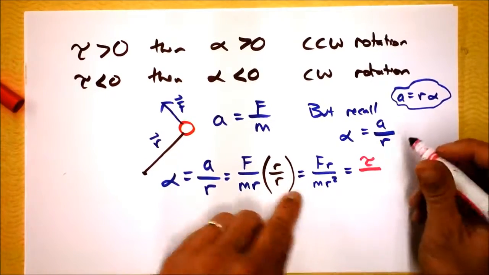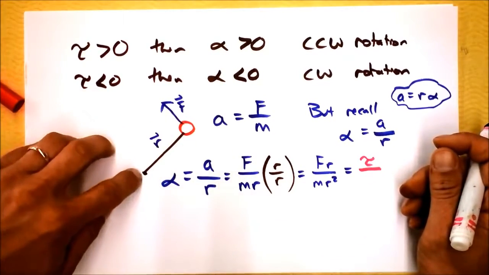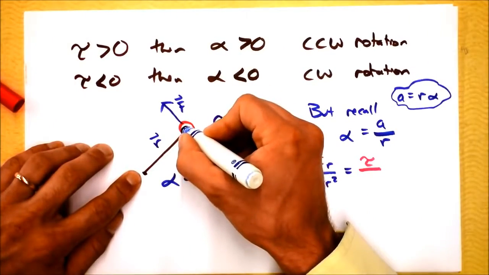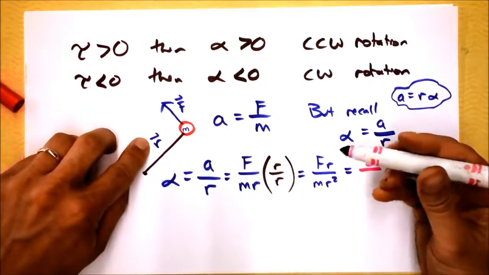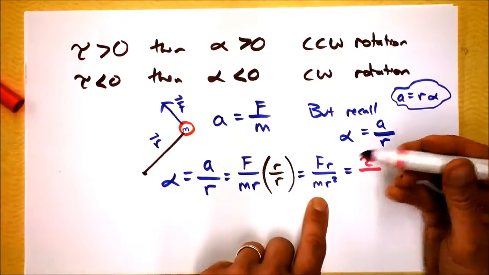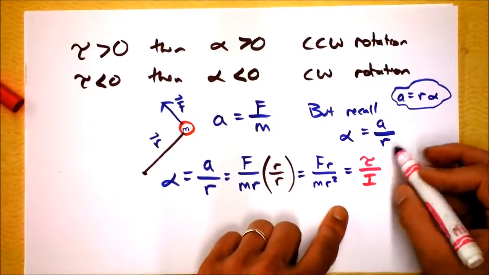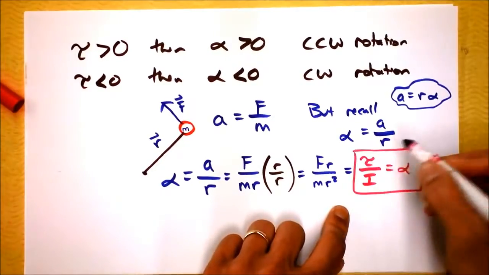That reminds me of the moment of inertia of a mass on a string. A single mass on a string. Let's say the mass is mass m. A single mass on a string of length r has a moment of inertia of m r squared. So this is actually I. And we can write finally what we just concluded, that angular acceleration is torque divided by I.